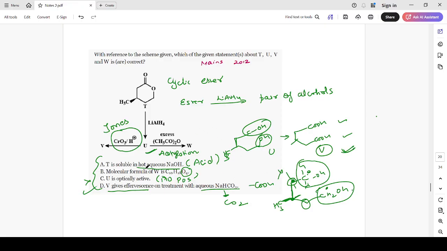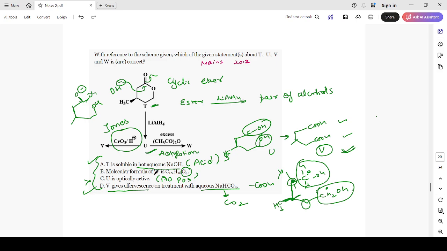Then what else? I'm having T is soluble in hot aqueous sodium hydroxide. What is T for us? This is T, right? Will it be soluble in hot aqueous sodium hydroxide? That means if OH minus is able to react with it, yes, it would be soluble. I can see OH minus is a nucleophile which will attack this carbonyl to form this carboxylic acid. So yes, T will be soluble. Children, always remember when they say it is soluble, it means it is reacting.